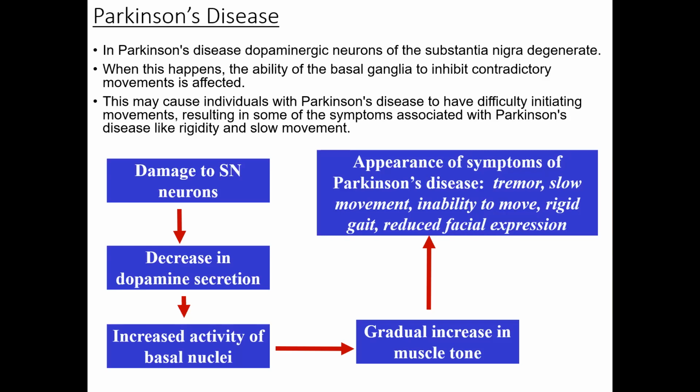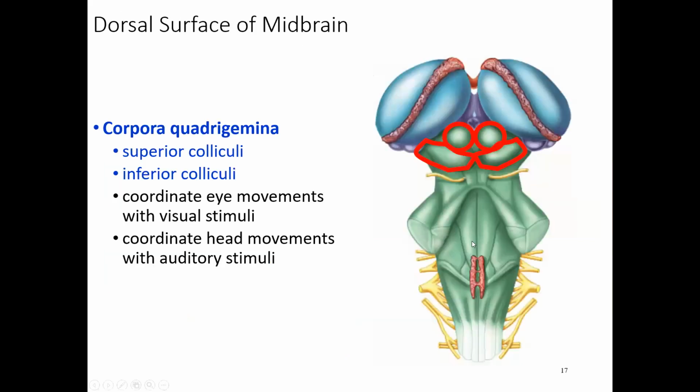We have an increase in muscle tone. Remember what muscle tone is? Muscle tone is signals going out to various motor units to contract and then relax, and then another one contract and then relax. Well, in this case, they're not relaxing. And so we become more and more rigid. It's a progressive disorder. And the root cause is a lack of melanin, which leads to a lack of dopamine. Okay.